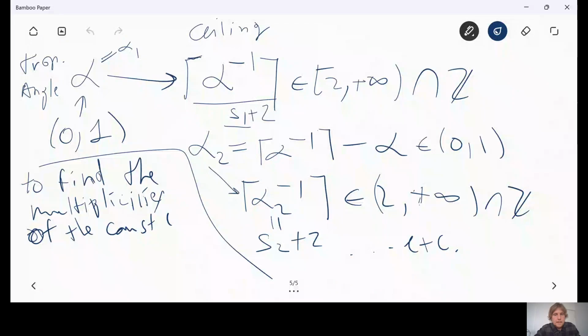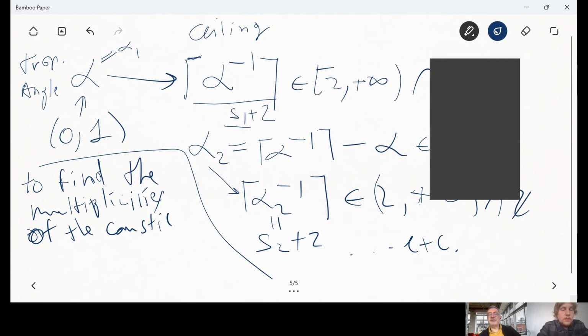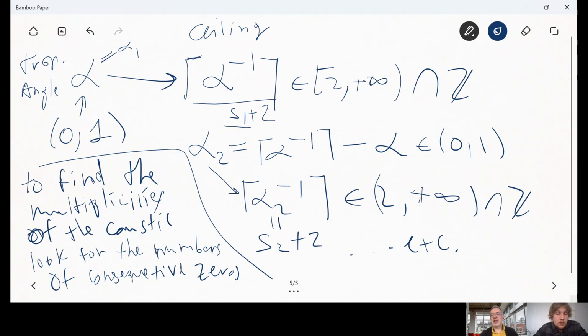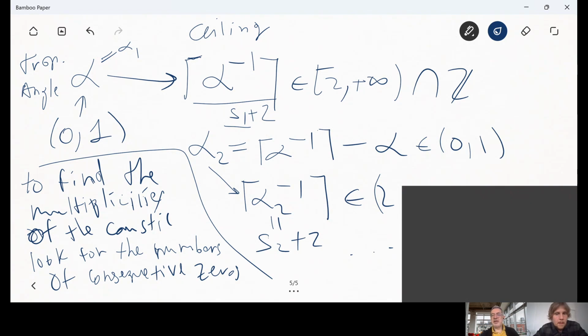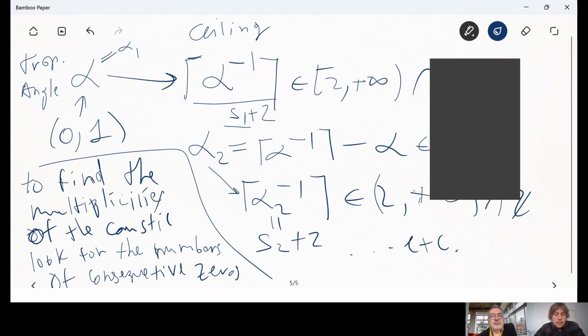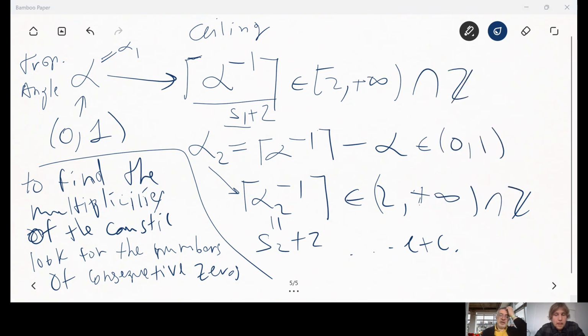Fantastic. Could you put on the screen again the story? Yes. To find the multiplicities of the caustic, look for the numbers, zeros, consecutive zeros. So just 1 0 already means multiplicity 2. No 0 means there is some edge of multiplicity 1. That's right. Very good. Okay, so we wrap it up. Very nice story. Anyway.